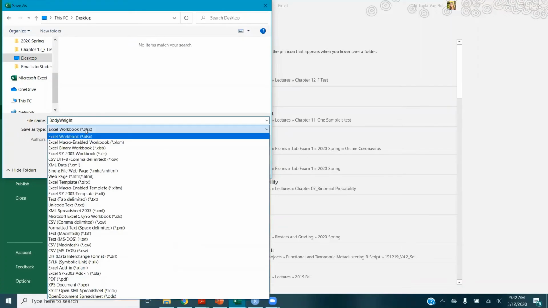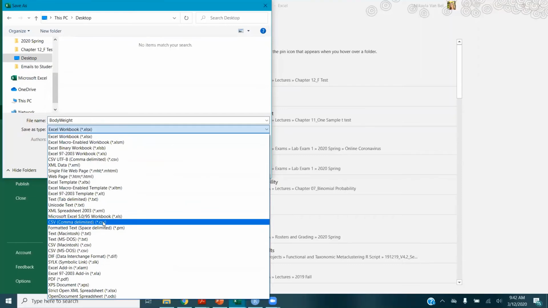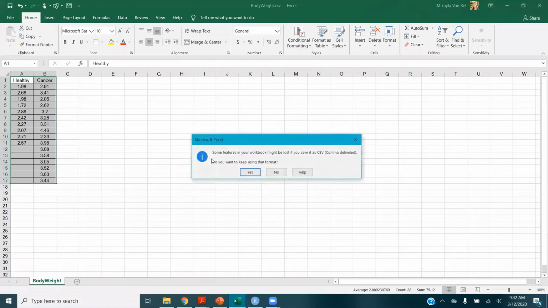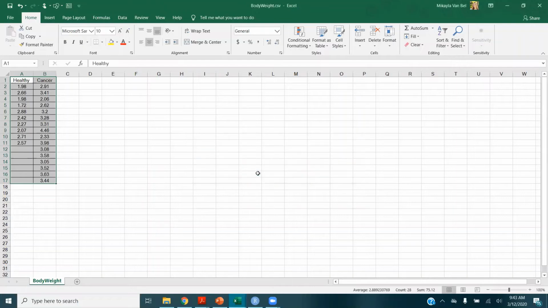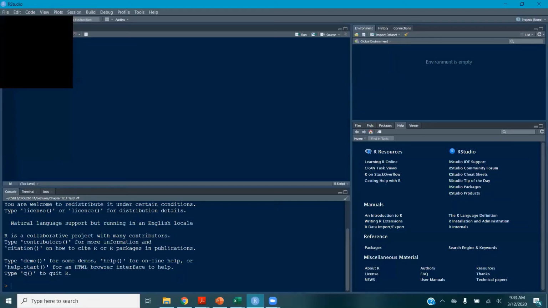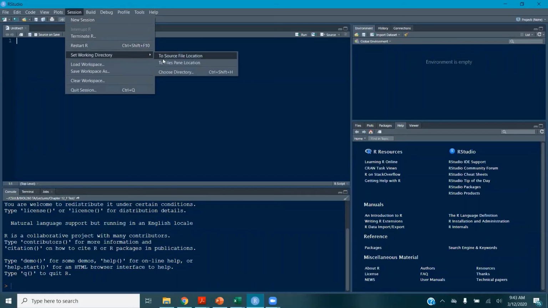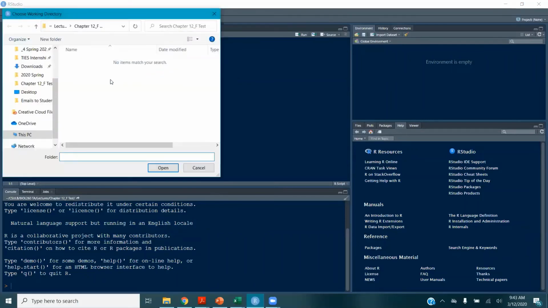And remember, R only likes working with CSV files. So save as a regular CSV. Press save. If you get this error, it only asks if we are sure we want to use a CSV, and we are, so we hit yes. Back in R, we need to tell R where it can find our data. So we will go to Session, Set Working Directory, and choose the directory. My data is stored on my desktop in my desktop folder, so I will open that folder.